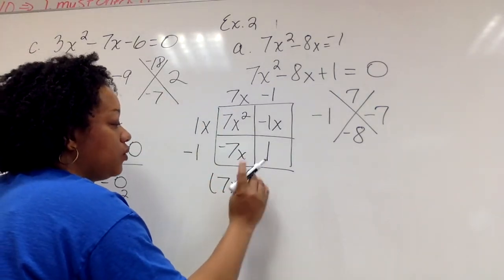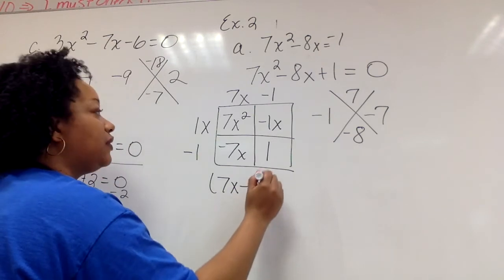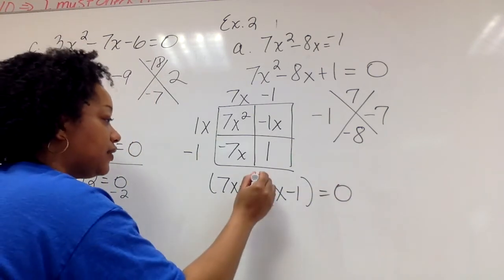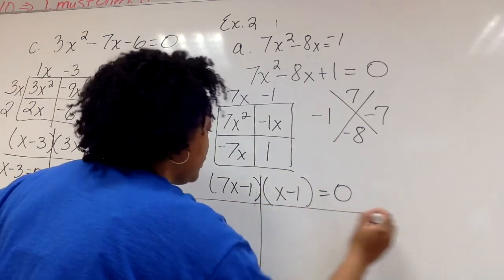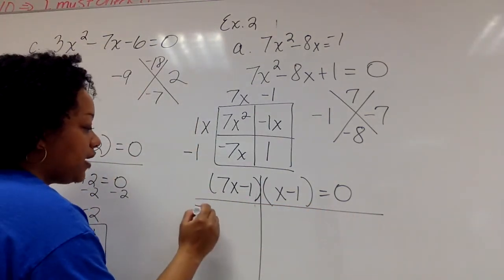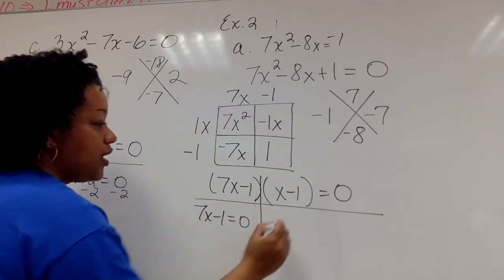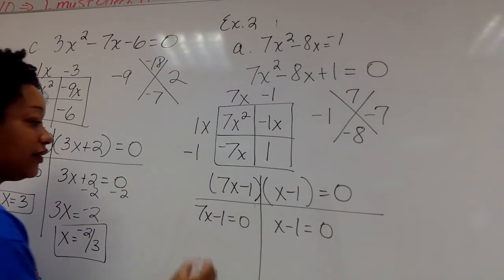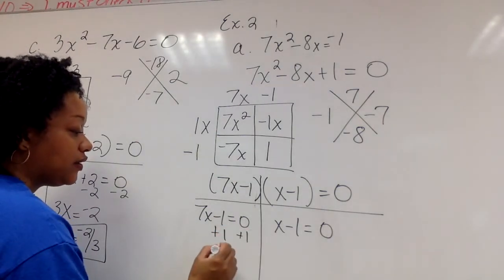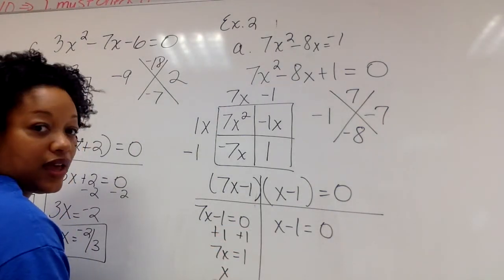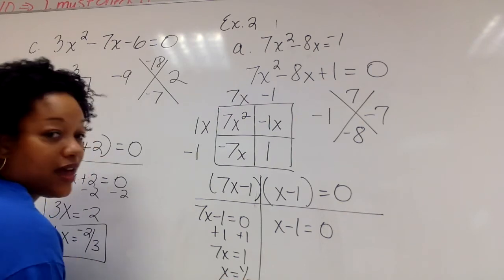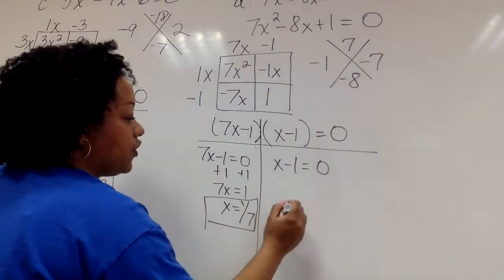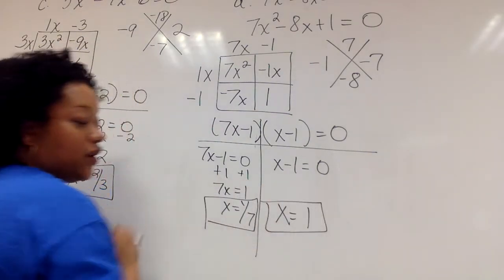7x minus 1, times x minus 1, set it equal to 0. Separate. Okay, 7x minus 1 equals 0. X minus 1 equals 0. Solve for x. Add 1. 7x equals 1. X equals 1/7. Sorry, you guys can't see that. Sorry. And then your other solution is positive 1. There's your two answers.